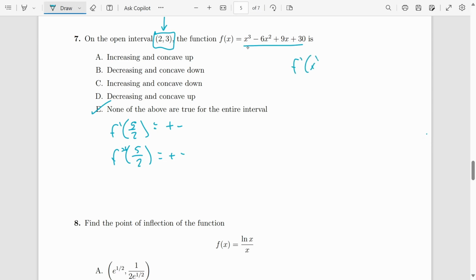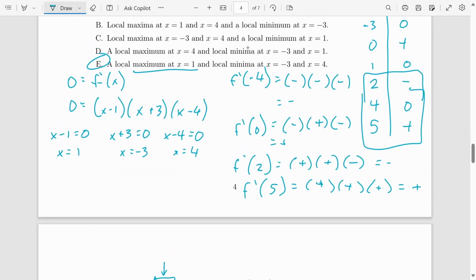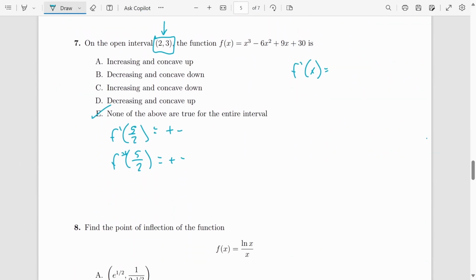So f prime of x, that's going to be the derivative of x cubed, that is 3x squared, minus the derivative of 6x squared, that's going to be negative 12x. The derivative of 9x is just 9, and the derivative of 30 is 0. So that is our first derivative, and then our second one, f double prime of x, is going to be the derivative of 3x squared, so that's 6x, minus the derivative of 12x, which is just 12, and then the derivative of 9 is just 0.